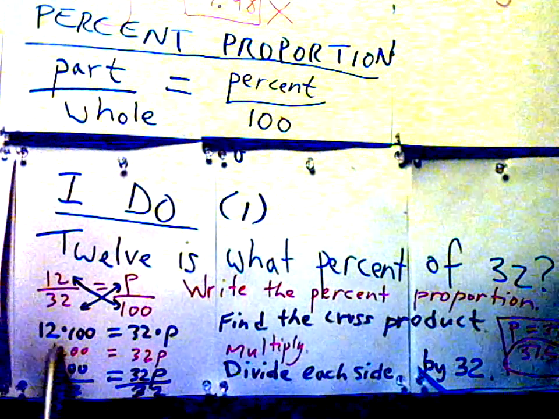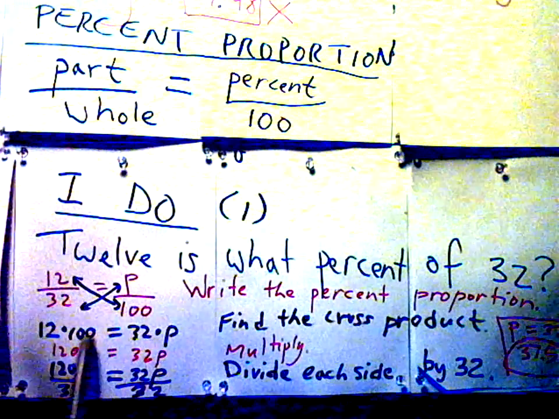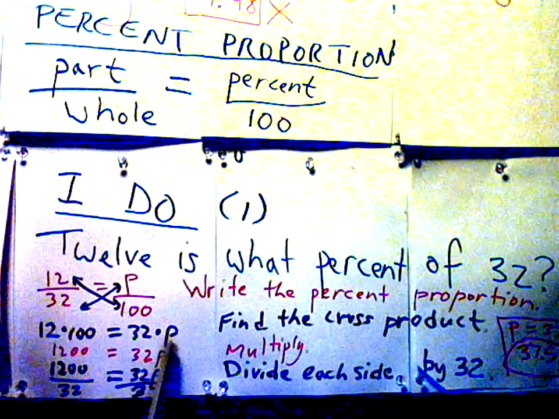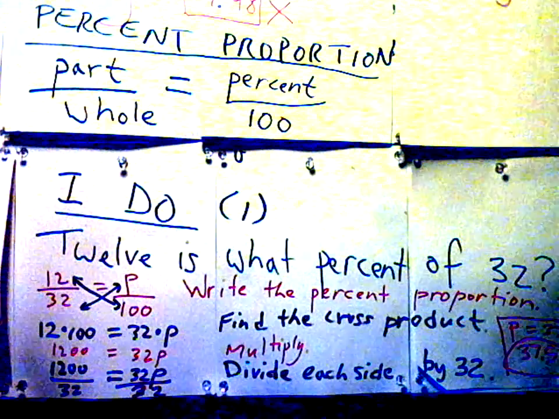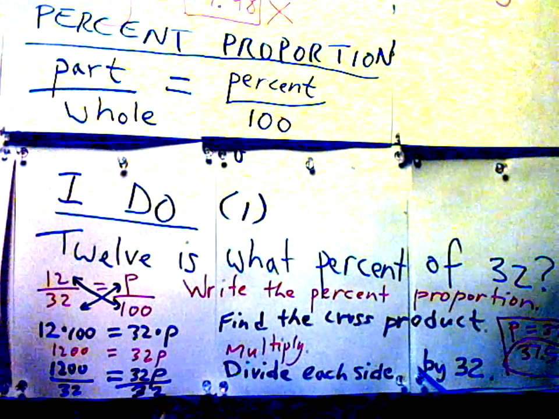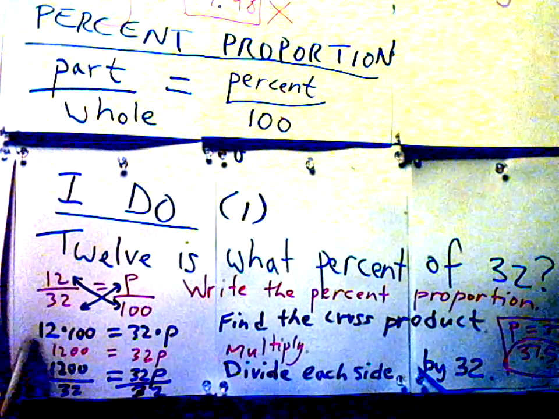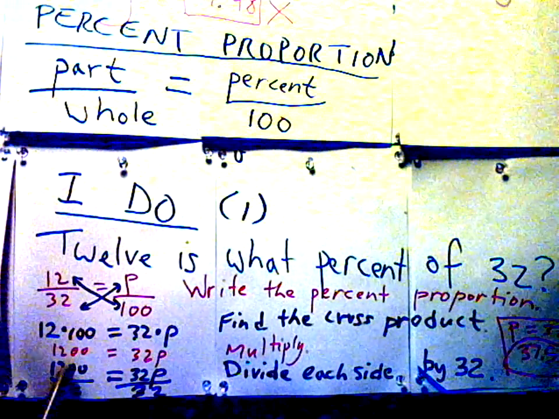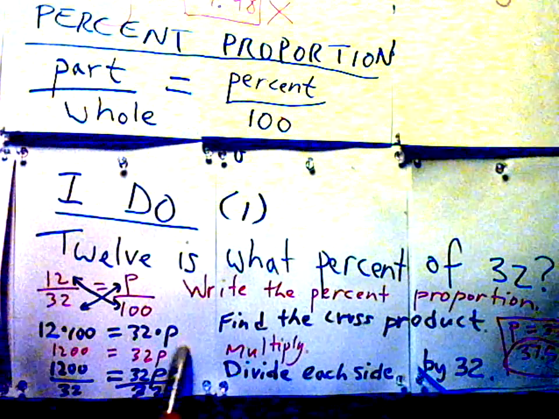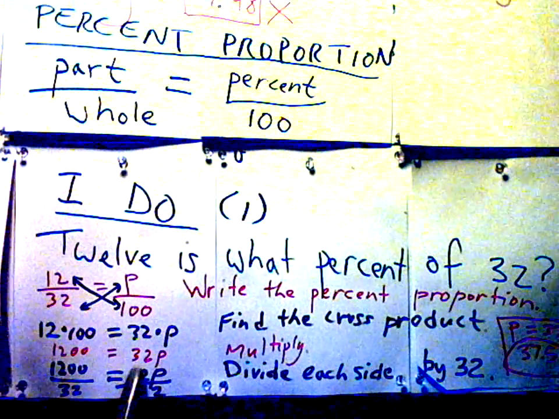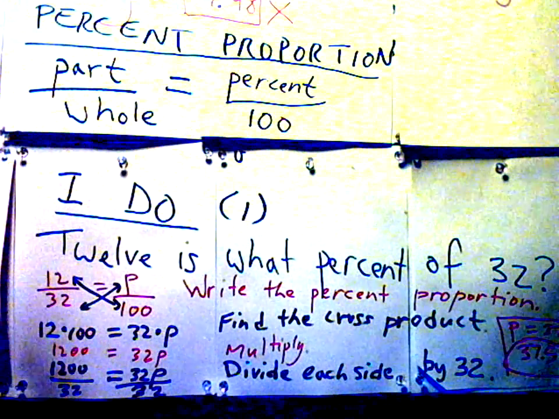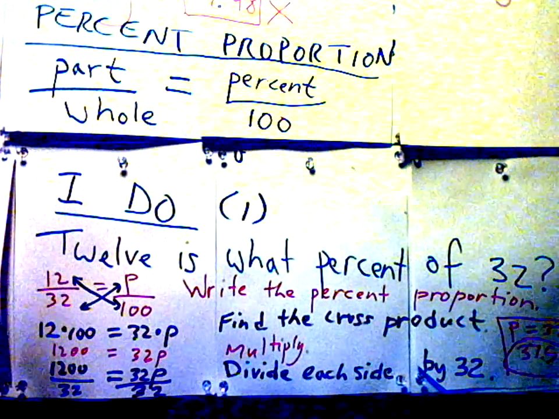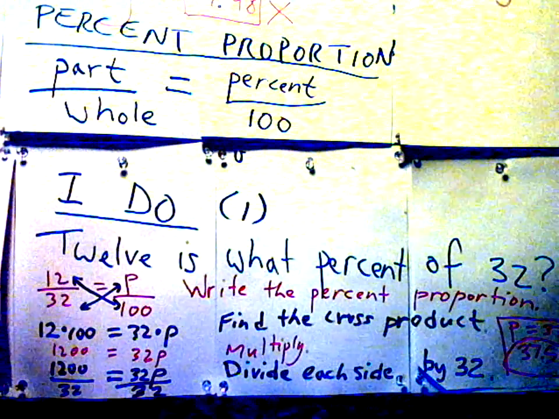Now we get 12 times 100 is equal to 32 times p based on this proportion. The next step is we multiply. What is 12 times 100? We know that's going to be 1200. And what is 32 times p? We know that's simply going to be 32p. And so we do that multiplication.